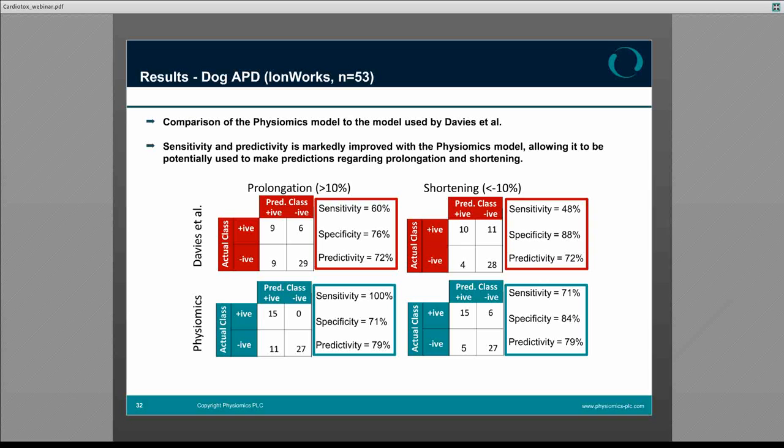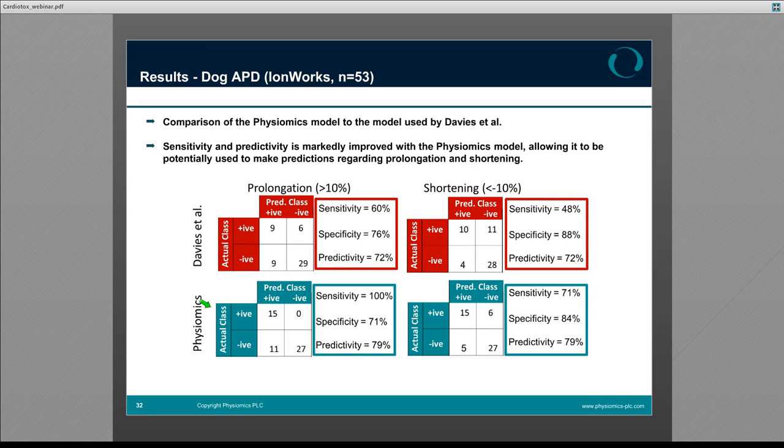Here we're going to compare ourselves to the model developed by Davis et al. That was the large ODE dog model, a large mechanistic dog model. What we're looking at here is the sensitivity, specificity, and predictivity scores of the dog model versus the Physiomics approach, looking at prolongation or shortening. Early on in the presentation, I highlighted that the model by Davis et al. wasn't actually suited to make predictions around prolongation and shortening. That was mainly due to the fact that it had very low sensitivity scores for both of these types of measures. However, the specificity and the predictivity were reasonably good.